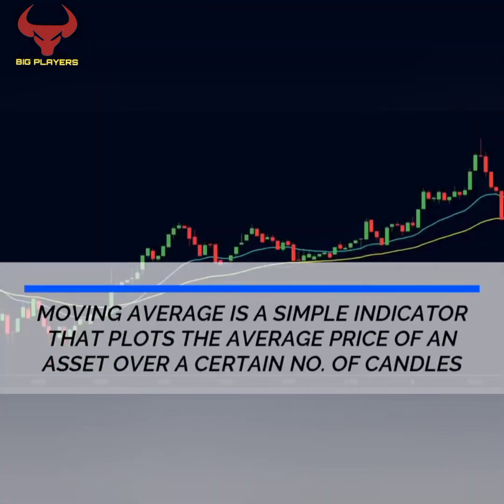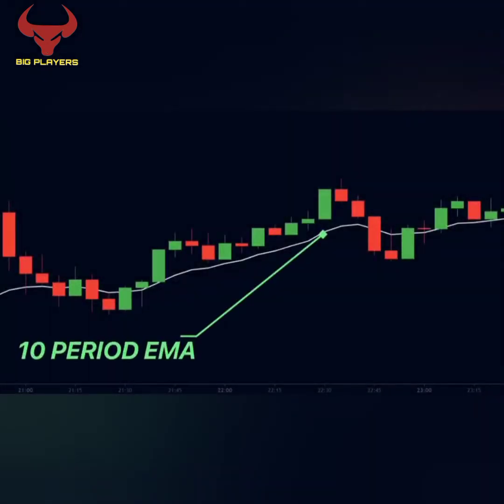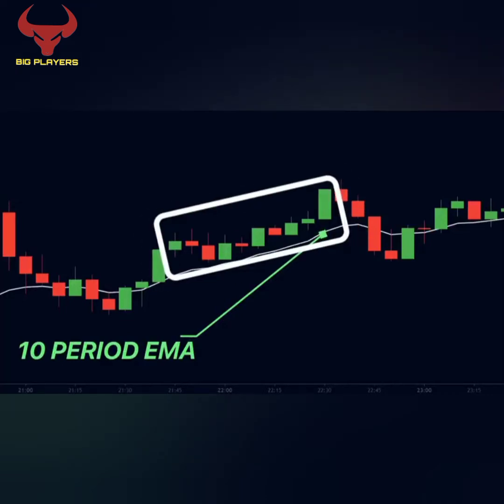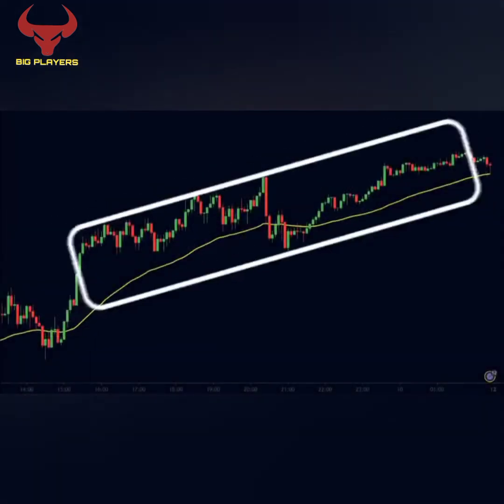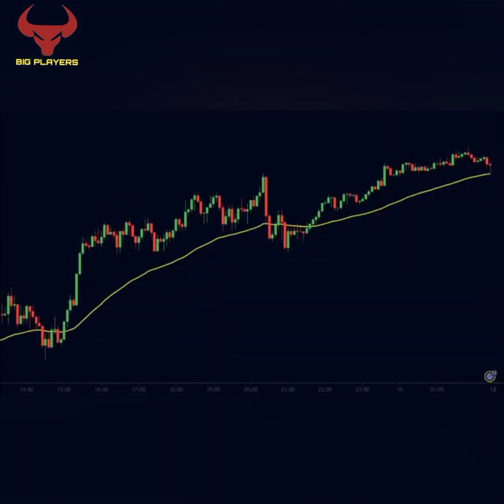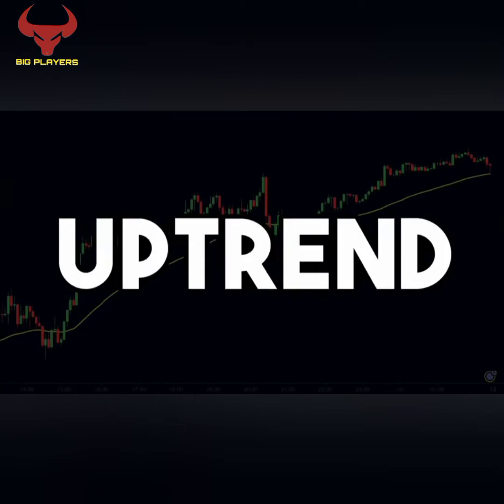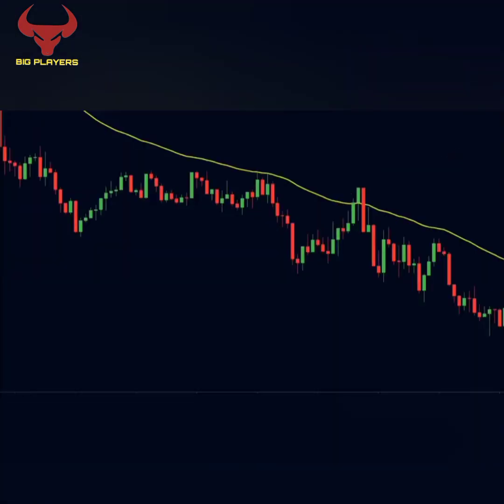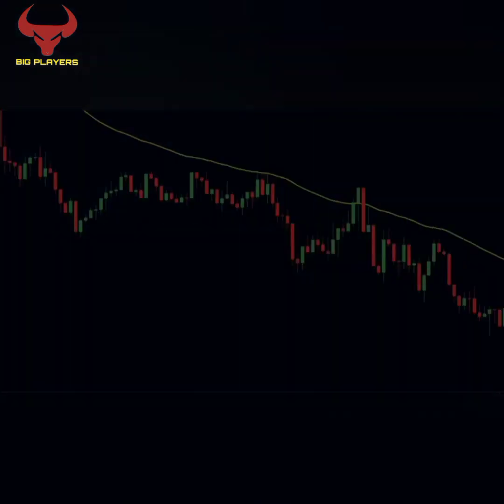Moving average is a simple indicator that plots the average price of an asset over a certain number of candles. For instance, a 10-period moving average will give the average price of an asset over the last 10 candles. When the price is above the moving average, and the moving average is sloped upwards, the price is considered to be in an uptrend. Similarly, when the price is below the moving average and the moving average is sloped downwards, the price is said to be in a downtrend.